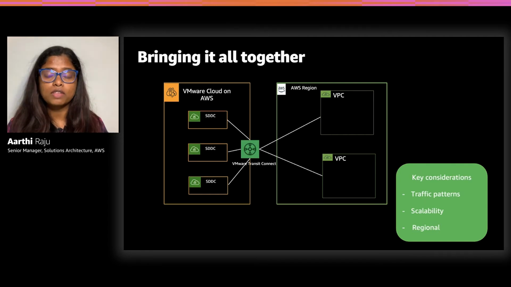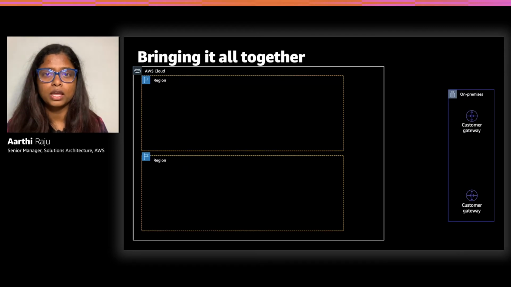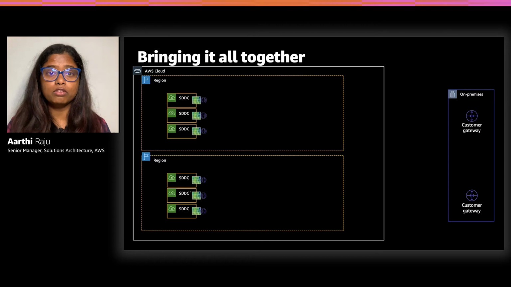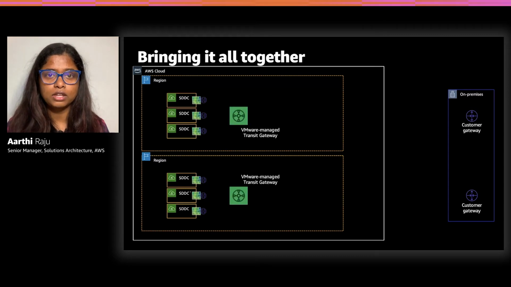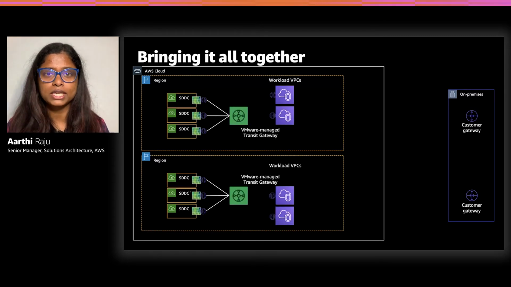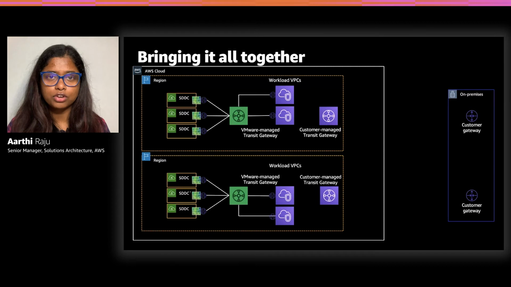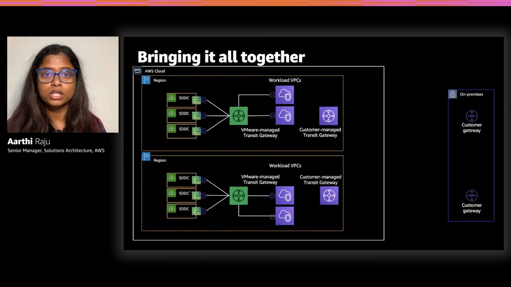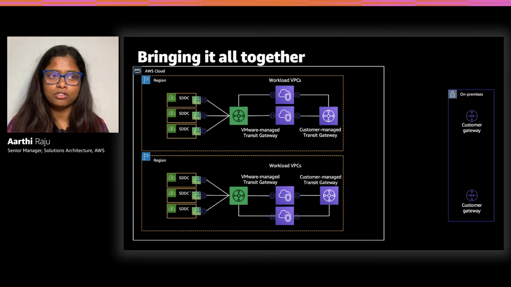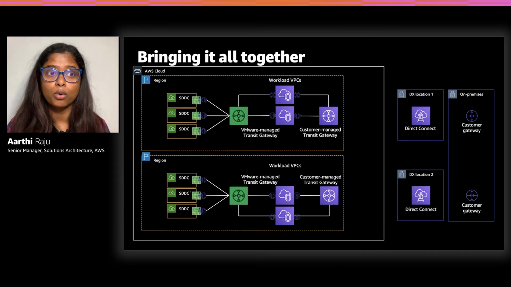But this solves for a scalability problem, like we don't have to create these one-on-one connections anymore. And then putting this all together, so we've got the SDDCs, I've created my Transit Connect, attached it, I've got my workload VPCs that I've created, I've attached it to the Transit Connect. But I also need my workload VPCs to communicate with each other. So I've created my own transit gateway in my account and attached it. So this provides communication between VPC to VPC that I own.